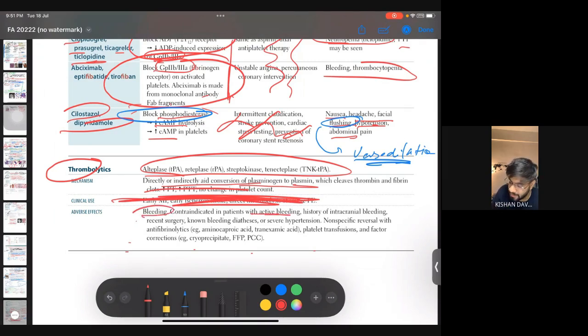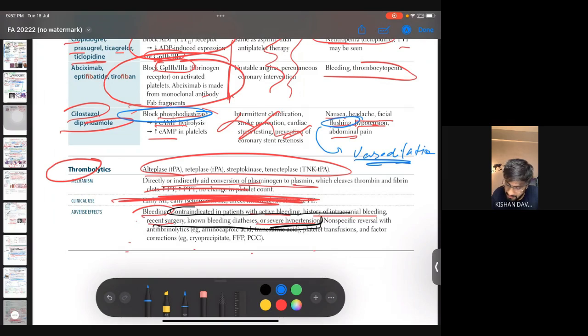Contraindicated in patients with active bleeding, history of intracranial bleeding, recent surgery, severe hypertension. Okay, guys, this line is very important because in the UWorld there is one question: where are thrombolytics, TPA, contraindicated? They will give you that, and UWorld has one question also. So these are the conditions where you should not give thrombolytics: active bleeding, history of intracranial bleeding, any recent surgery, or severe hypertension. All those you need to pick up.